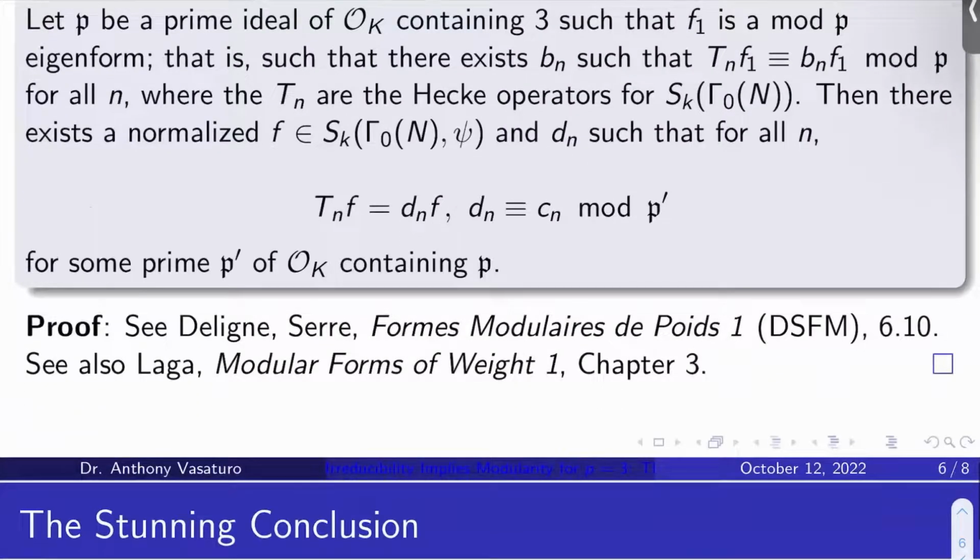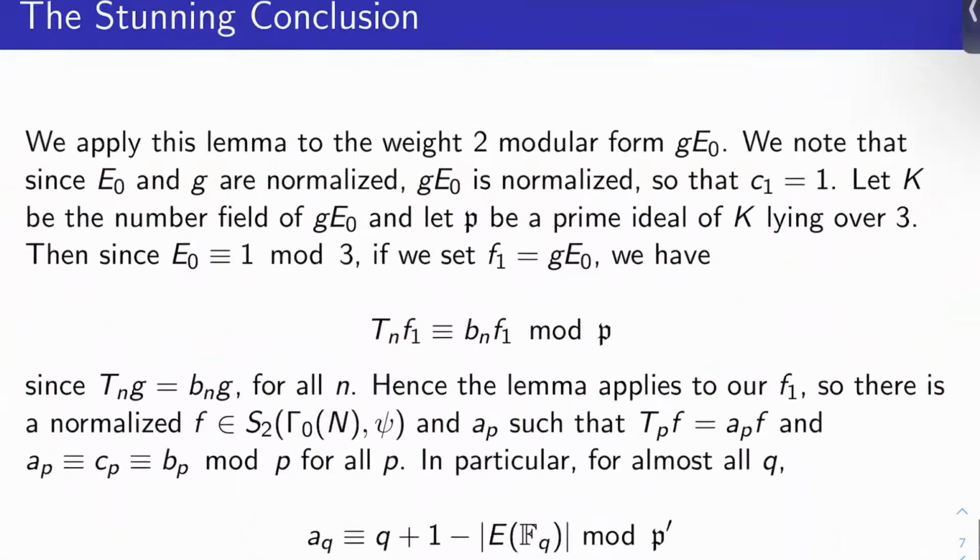Okay, so I like 2 different references for this. There's Deligne and Serre's actual paper, which I'll call DSFM 6.10. And then there's Laga's modular forms of weight 1, chapter 3. And there are various other expository notes on the Deligne and Serre construction. Okay, so the stunning conclusion is this.